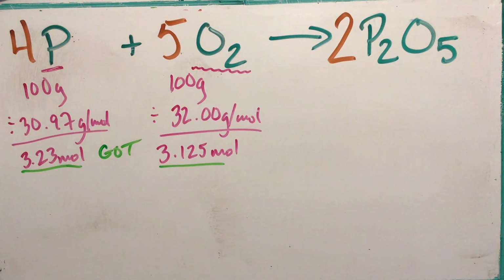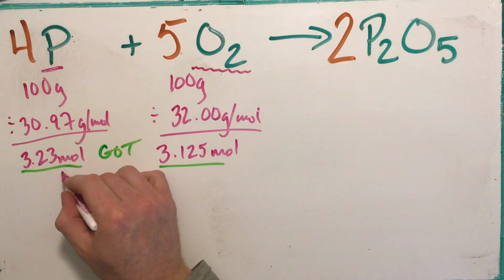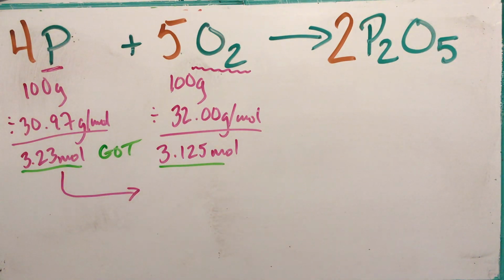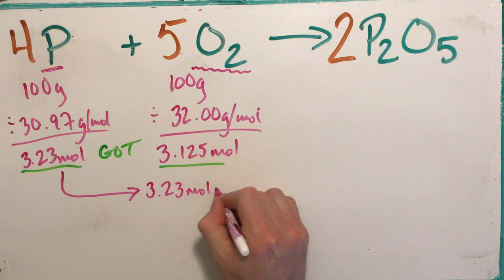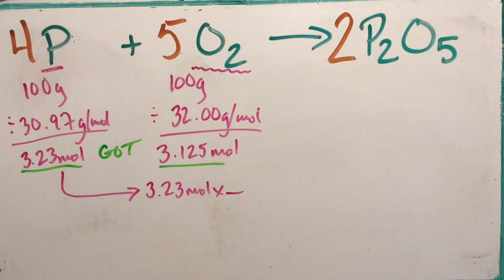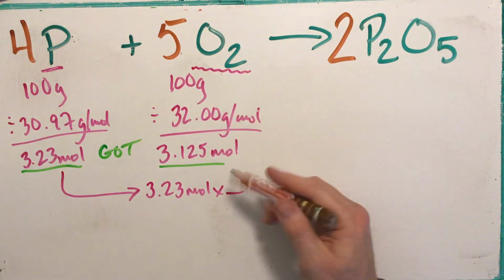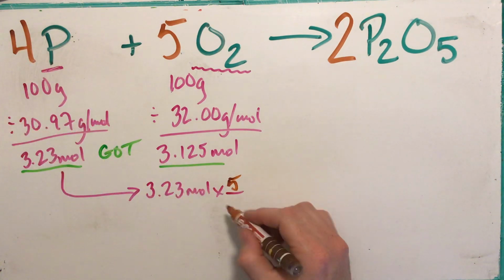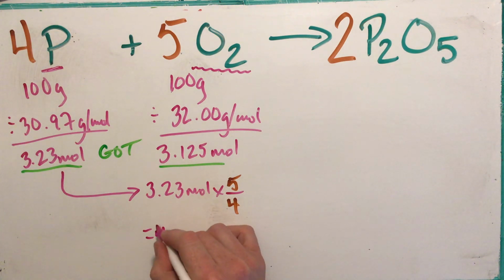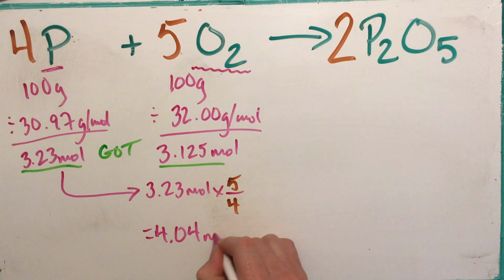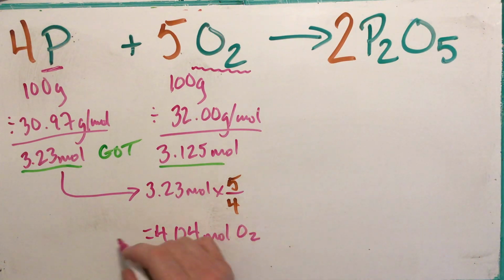I want to find out which one is going to run out first. Again, I take the first one and bring it over. It's just the way that I've always done it. So I take the 3.23 moles and multiply it by the mole ratio. The mole ratio is head over heels. The head of the arrow's at the 5. The heel of the arrow's back at the 4. And when I do that, it ends up being 4.04 moles of oxygen gas.